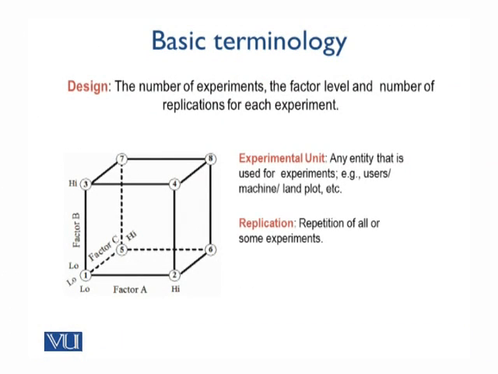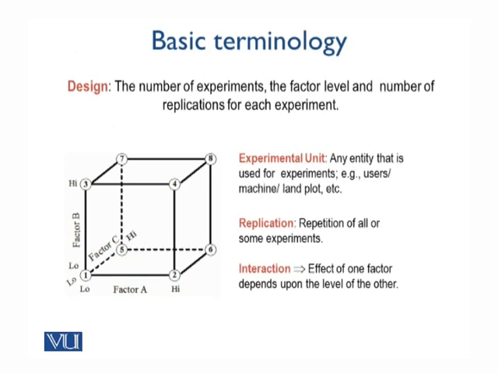Replication is simply the repetition of the experiment at some factor level setting. So if we have the same factor and level setting and we redo the experiment multiple times, this would be known as replication. And interaction, we've already discussed, is the fact that the effect of one factor depends on the level of the other factor as well. So if the level of the other factor is changed, the effect of this factor would change as well.